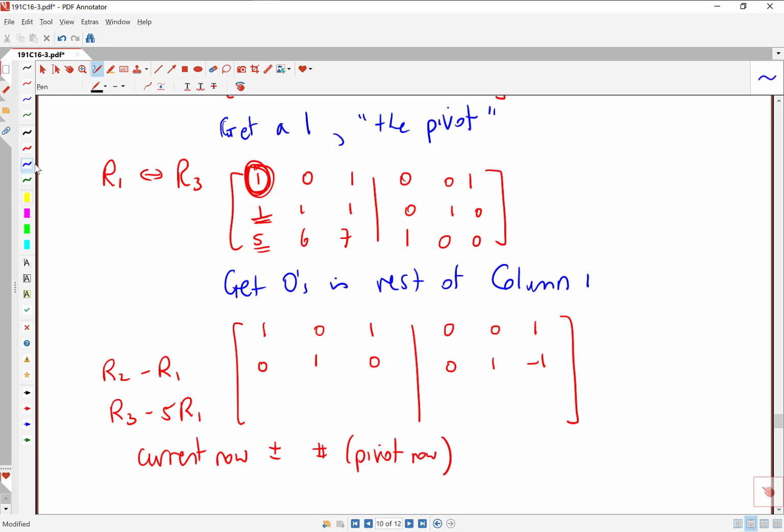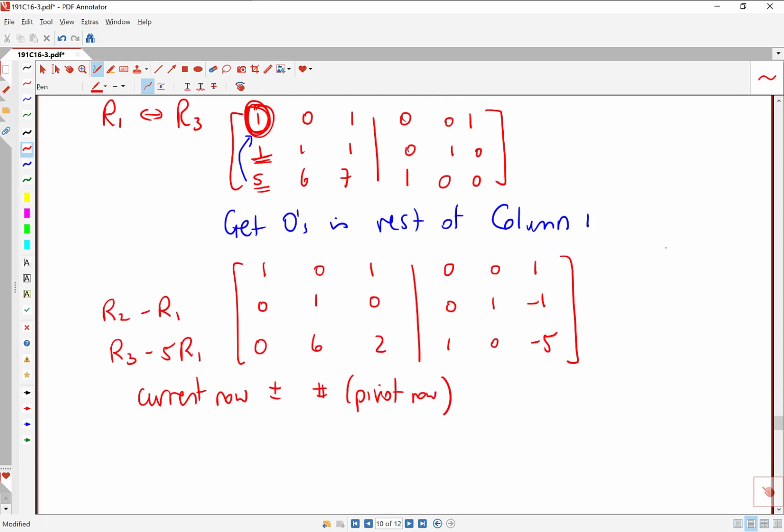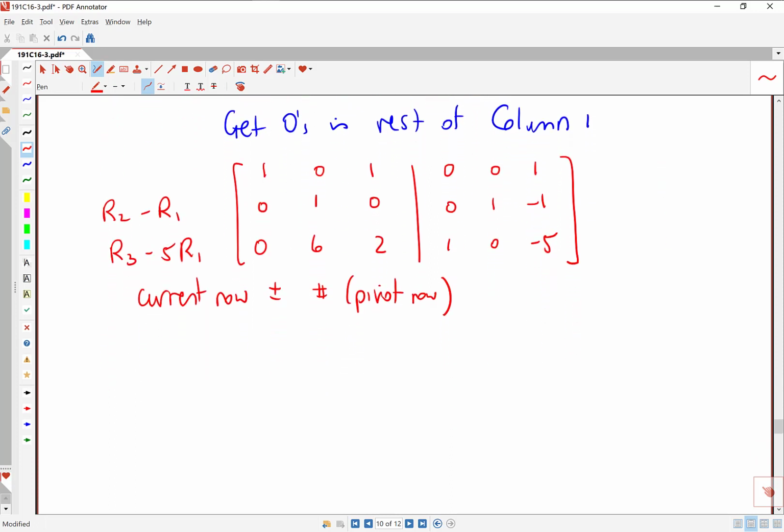Okay, now let's try the operation where we go row 3 minus 5 row 1. So that's going to be 0, 6, 2, 1, 0, negative 5. And we've now got that first column all cleaned up. So that looks good. Now let's think about where we are for column 2.